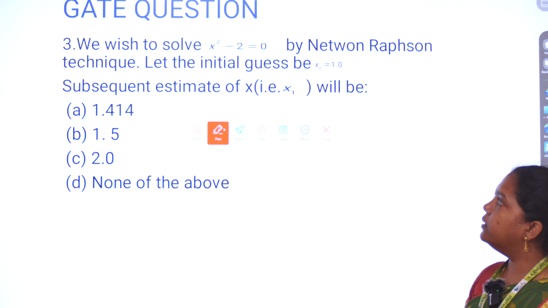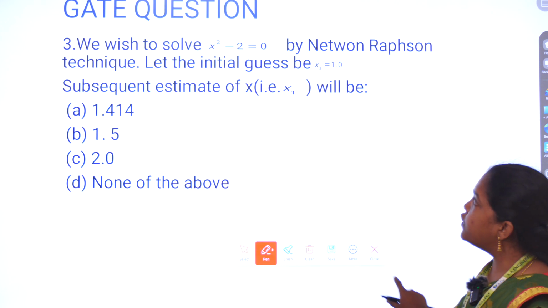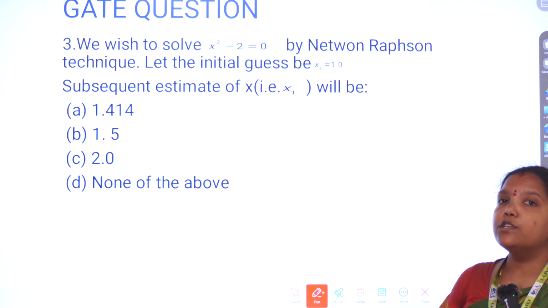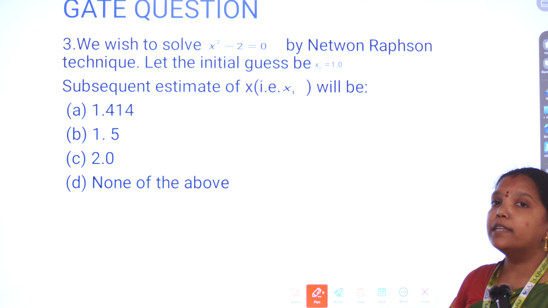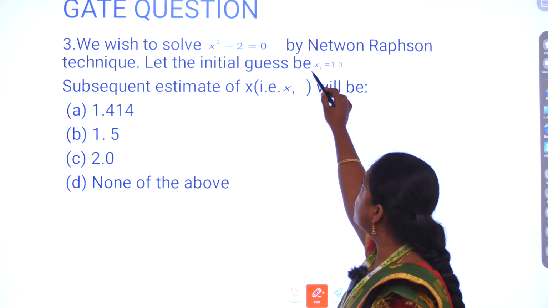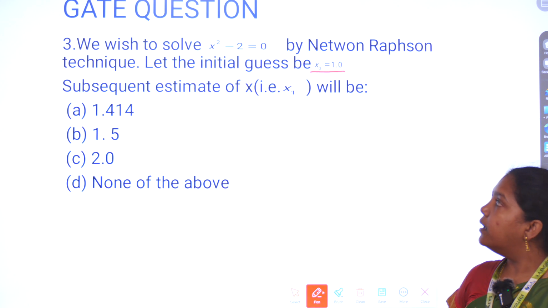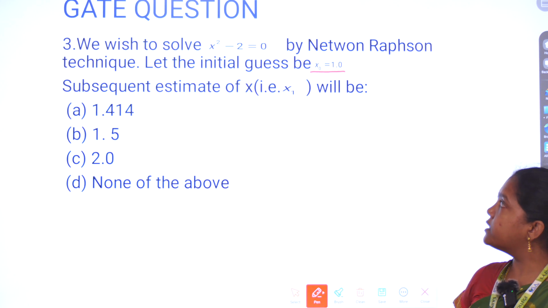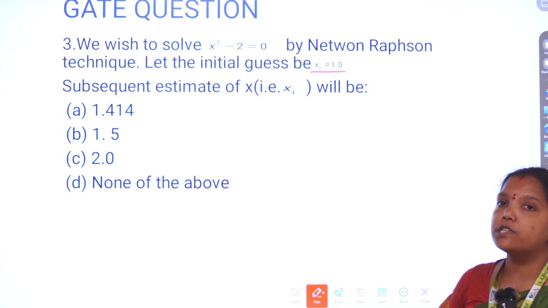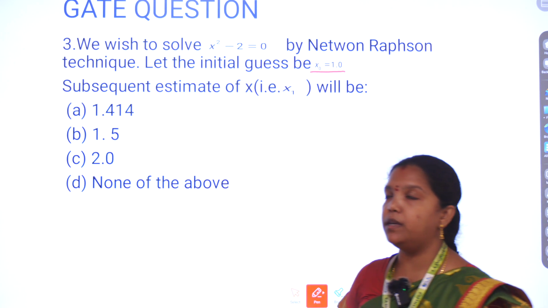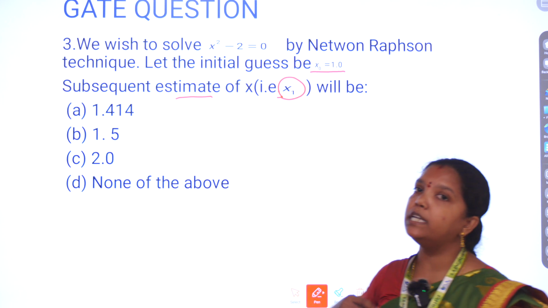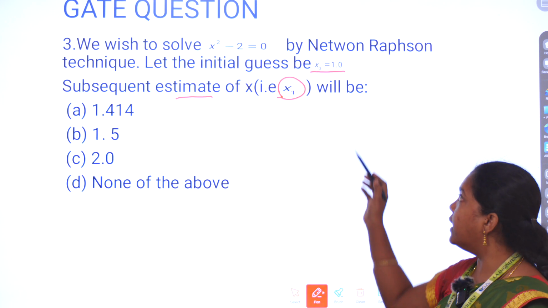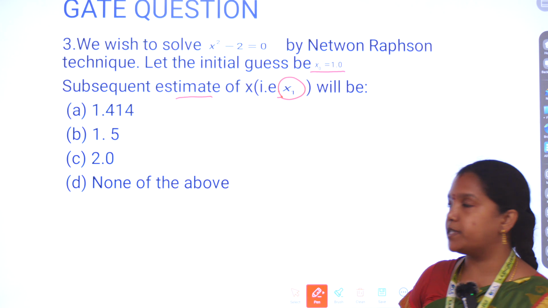Moving to the next one. We wish to solve x square minus 2 equal to 0 by Newton-Raphson technique. Let the initial guess be x naught equal to 1. Subsequent estimation of x will be what? So they are asking the subsequent estimation, that is nothing but x1, the next root. So we are going to find the x1 using the Newton-Raphson method.